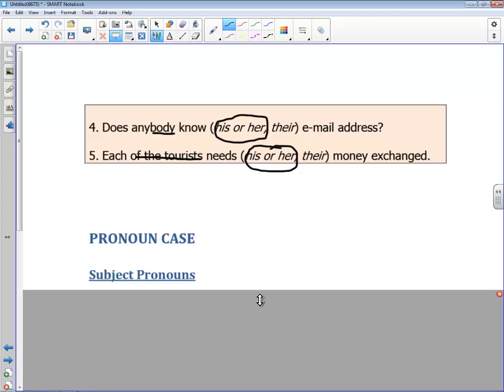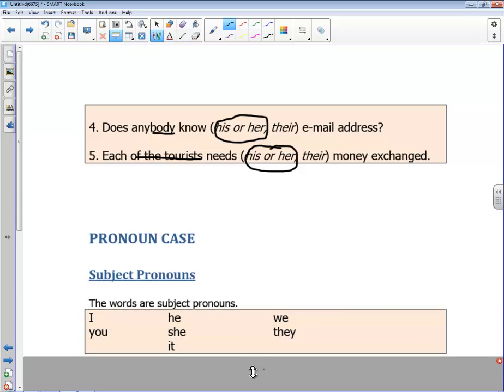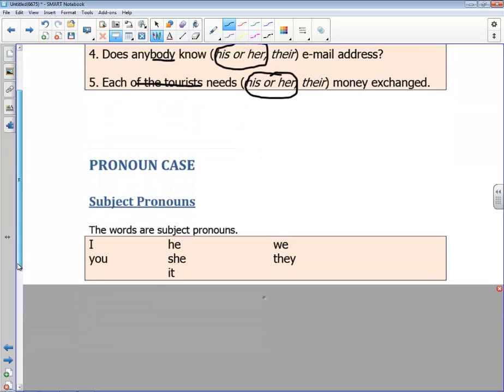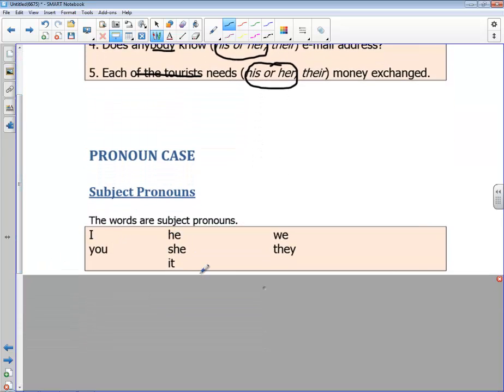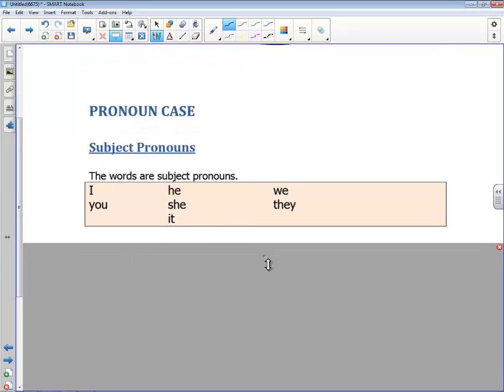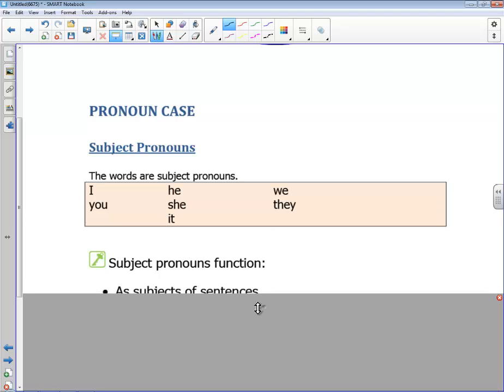The first case, sometimes referred to as subjective case, we're simply going to call subject pronouns. Subject pronouns is a way of classifying words that can be used as subjects. I, you, he, she, it, we, they. Those are your subject pronouns. And no one but Cookie Monster can probably get away with saying, me want a cookie.